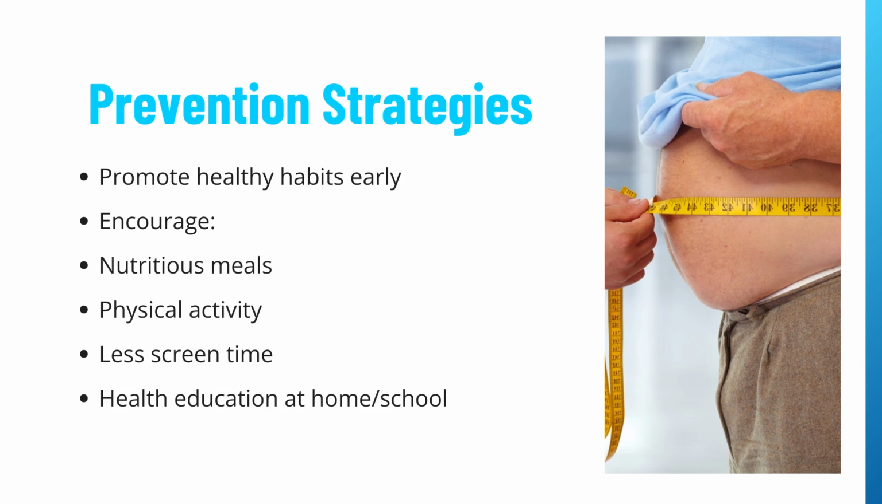Prevention is always better than cure. Obesity can be prevented by promoting healthy habits early in life. Encourage home cooked, nutritious meals. Limit junk food and sugary beverages. Promote physical activity in schools and homes. Reduce screen time. Educate parents and children about healthy choices.